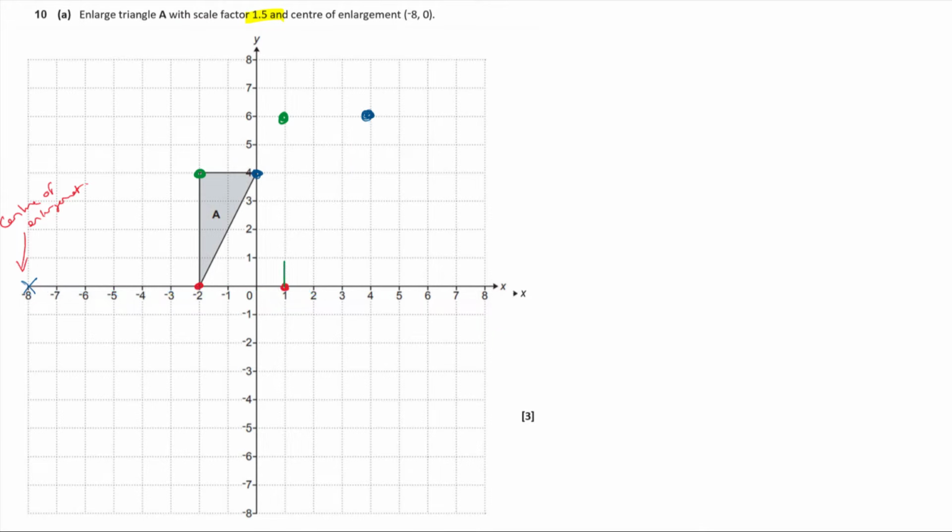So my next point, and my last remaining point, is there. Okay, join into a nice triangle. And then that is going to be my image, which I'm going to label A dash, the image of A. So yeah, that's it. You can just double check, each side should be 1.5 times bigger than the original. I can see that top line is 2 and that one's 3, so it does look right to me.